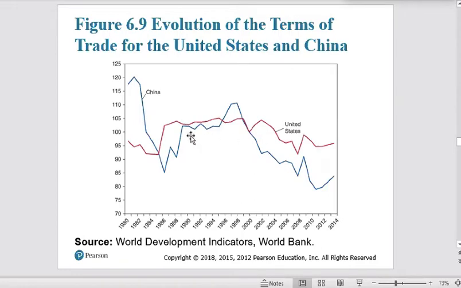Okay, so there's not much change in terms of trade for the US. For China, this is lowering, and I guess we will have the reason why this is the case. We will discuss this a little bit in our later examples: why this is deteriorating in terms of trade for China.